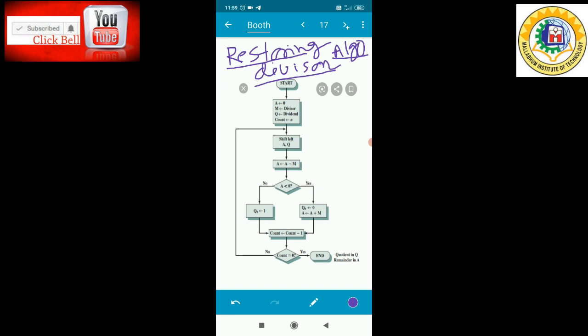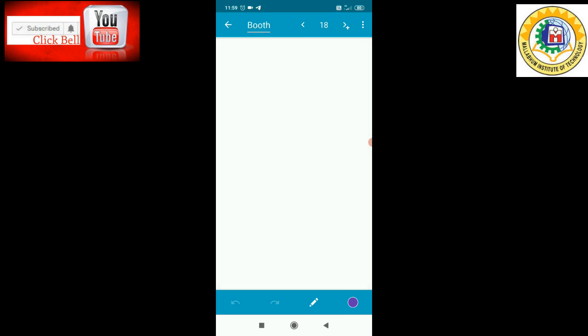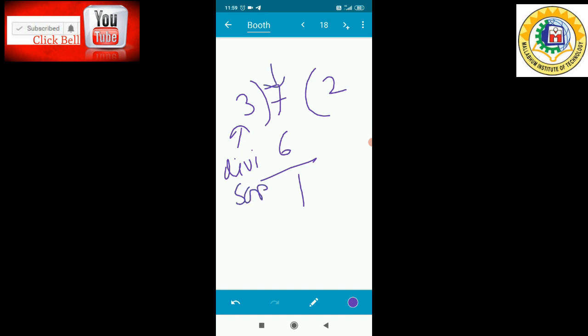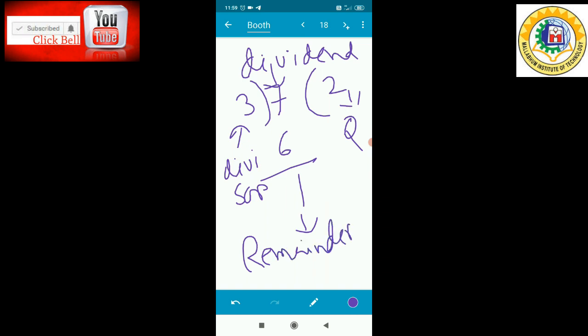Now before discussing the division algorithm or to know all of the steps, I just want to tell you that suppose we are performing the division method. This is called the divisor, this is called the dividend, this is called the quotient, and this is called the remainder. Okay, so all of this you must know.